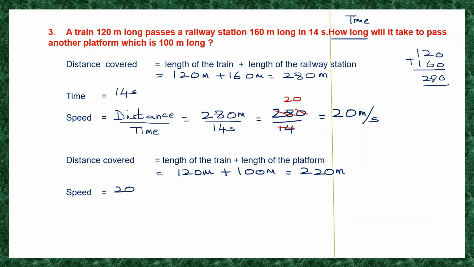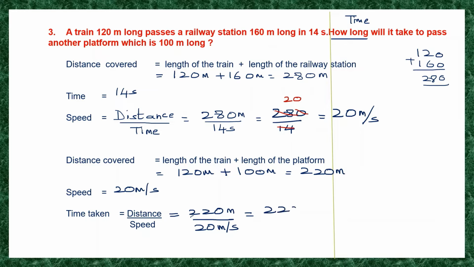So we have that 20 meters per second. Now we have to find the time, and the formula is distance by speed. So the distance this time is 220 meters. The speed we found out to be 20 meters per second. So now let's calculate this.